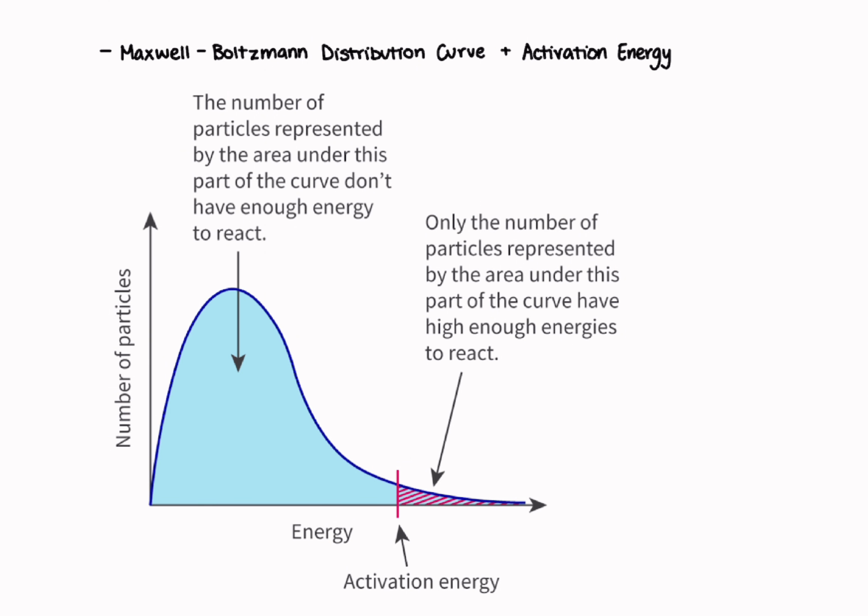And as a reminder, the x-axis shows the amount of energy that the particles possess. So if it's beneath this activation energy here, it doesn't have enough energy to react. And only the number of particles represented by the area under this part of the graph have high enough energies to react. Since the amount of energy of the particles over here is higher than this line, that means that they have enough energy to react.